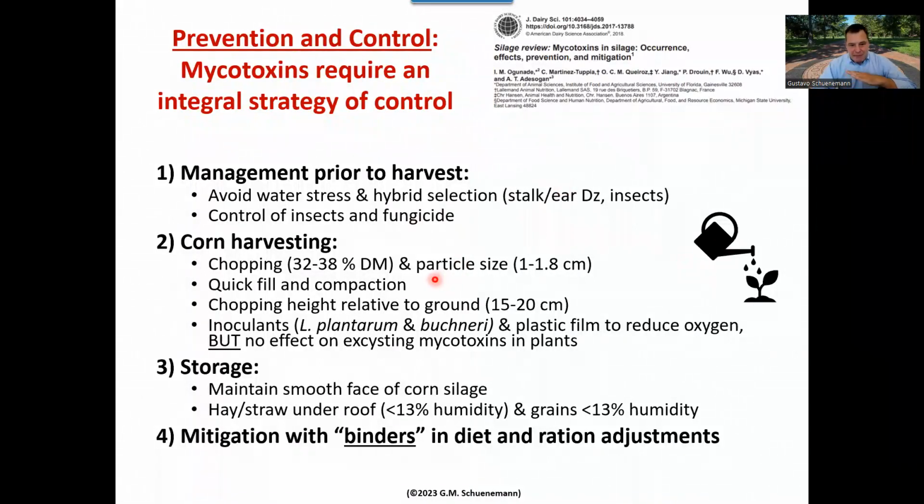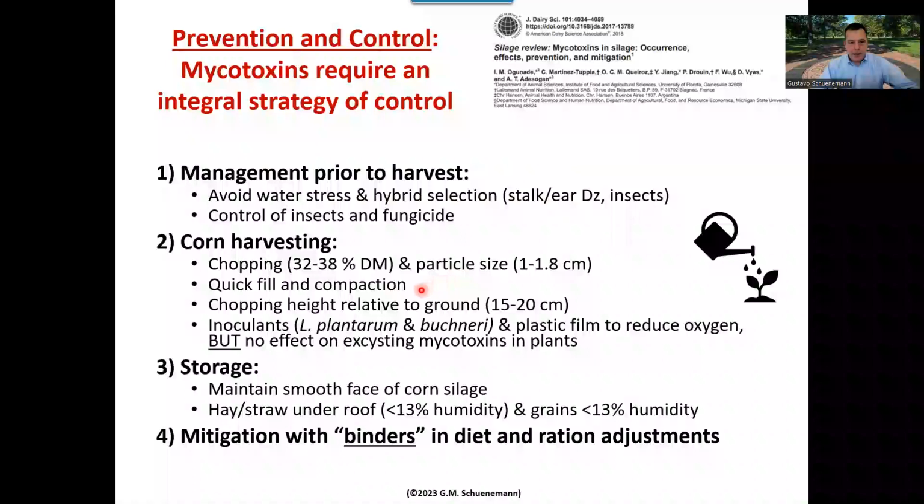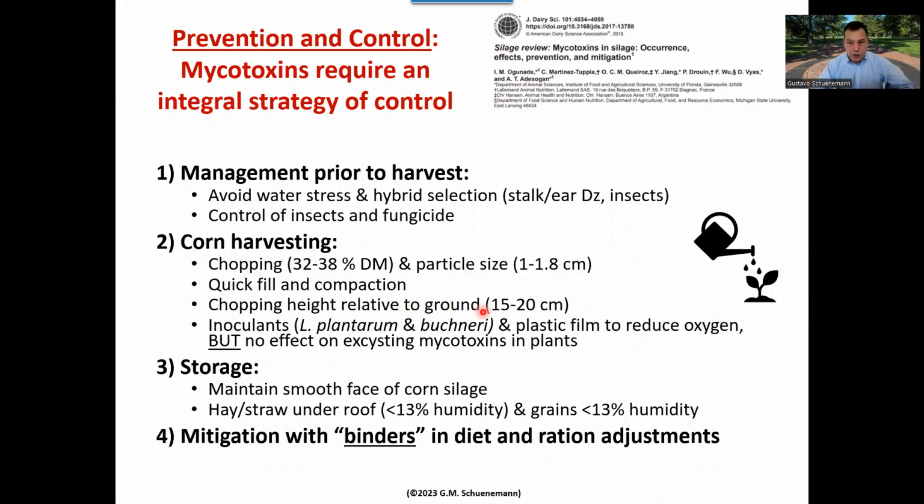Then comes the harvesting, right? The corn harvesting, the chopping, especially the dry matter. The chopping is perhaps the single most important, when you initiate that chopping and the logistics that go around it, especially for big farms, and the particle size. Those are important because they are directly associated with fermentation, right? And the silo: we really need to lower the pH quickly. Quick fill and compaction, and chopping height relative to the ground. The lower you go, the more mycotoxin you're going to collect, right?